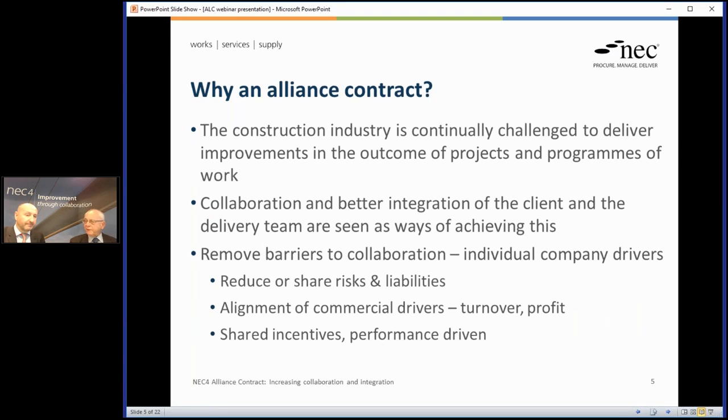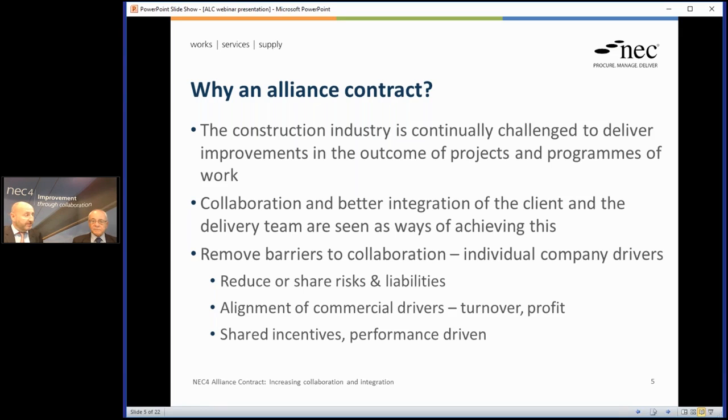So first of all, Ian, can you explain why we got an alliance contract in the first place? What does it mean? How does it fit with the NEC system? Okay, there's increasing pressure, I think, on all members of the supply chain, clients themselves, to improve performance, looking at better ways of delivering projects, avoiding problems and disputes, trying to focus the minds of the team to deliver on time, on budget, increasing value.